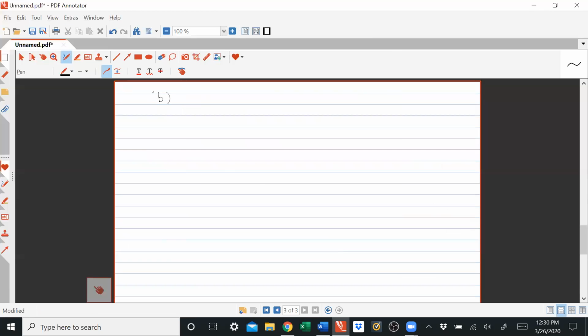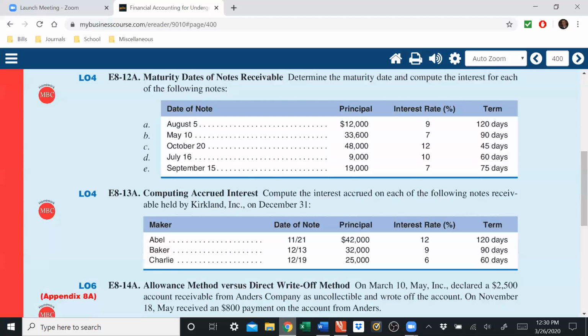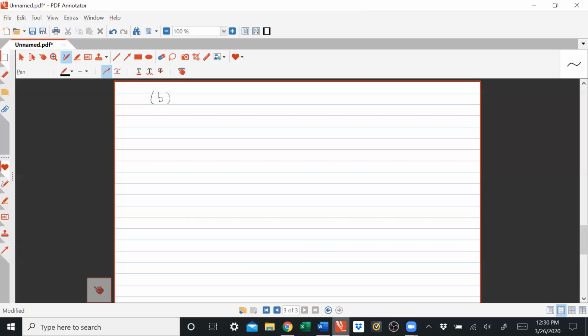Part B. Note dated May 10th, and it's a 90-day note. So let's see if we can do this right. How many days are left in May? May is one of those months with 31 days. So 31 minus 10 is 21. June, 30 days hath September, April, June, and November. June has 30. Again, we're trying to get 90 days. July has 31. So the sum of those three numbers is 82. So we need 8 more days. So August 8th is the maturity date.